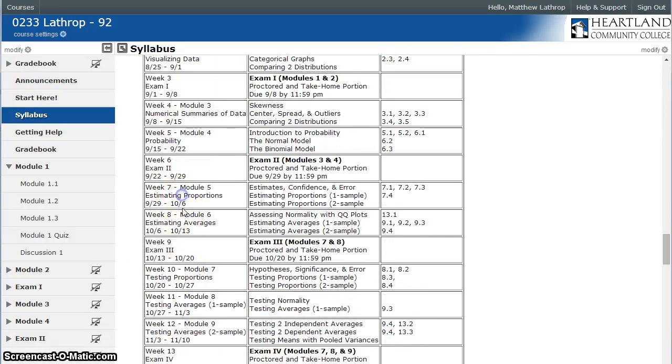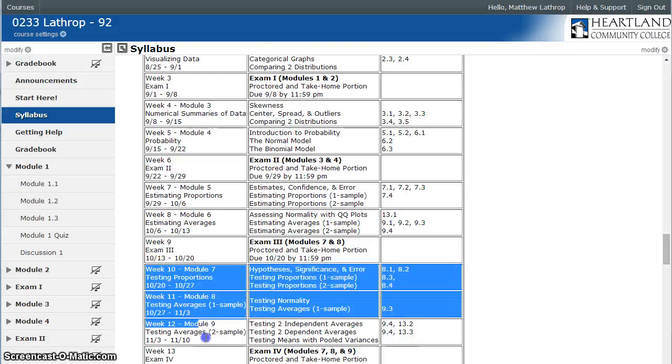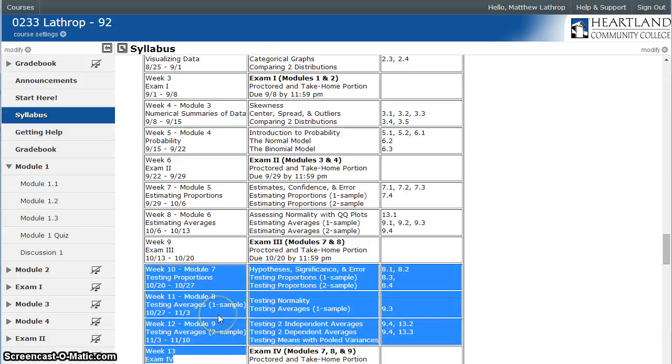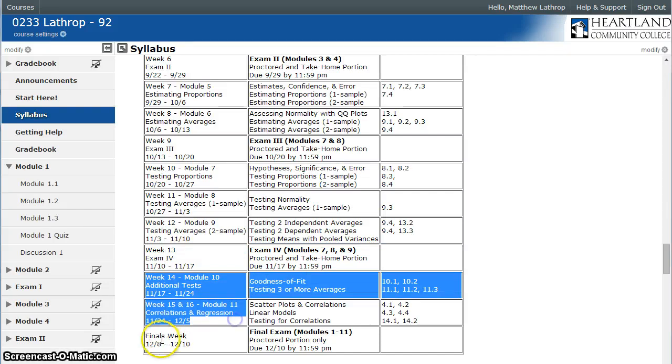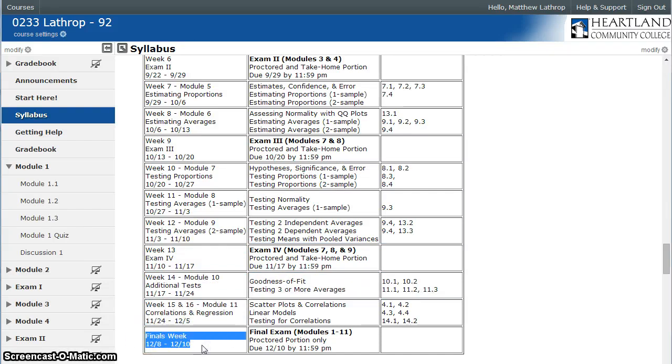For the third exam, we'll actually have 3 weeks worth of content. I'm sorry, still 2 weeks worth of content for the third exam, and then for the fourth exam, 3 weeks worth of content. So we're typically hitting a pattern of 2 modules, then an exam, 2 modules, then an exam, but that changes a little bit. For exam 4, we'll cover a little bit more material in between. After the fourth exam, we'll still have a couple of weeks of new material, and then we'll hit finals week. So take a look at that course calendar to be aware of upcoming dates and deadlines.